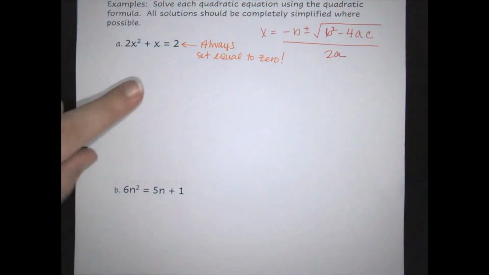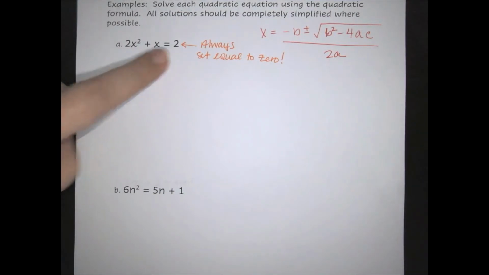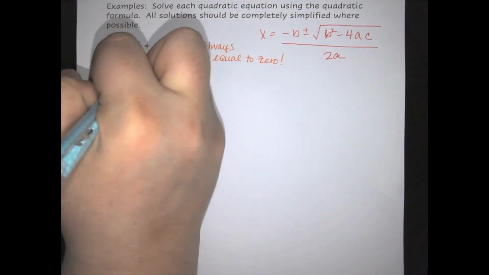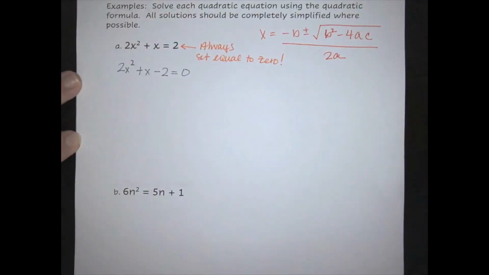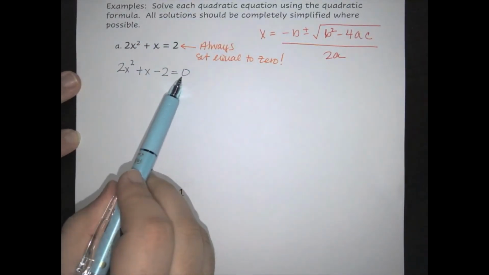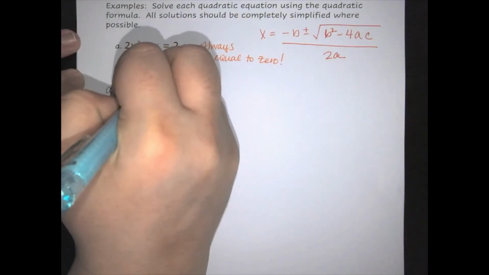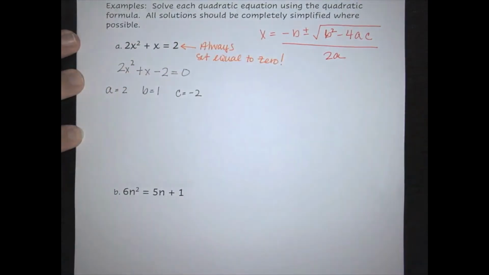So in this case it's set equal to 2, so I have to rearrange my equation so it's set equal to 0. What that means is I've got to move that 2, so I'm going to have 2x squared plus x minus 2 equals 0. Once you're set equal to 0, you can identify the a, b, and c. So here a is 2, b is 1, c is negative 2.